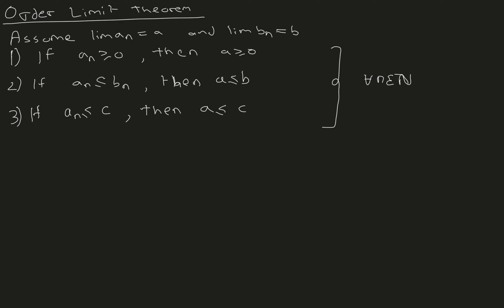It says that if all the terms in the sequence are greater than or equal to 0, then the limit itself is greater than or equal to 0. The second property says that if a sequence an is less than or equal to bn, then the limit of the sequence an is less than or equal to the limit of the sequence bn. And if all the terms in the sequence are less than a number C, then the limit itself will be less than the number C. So let's go ahead and prove these theorems.